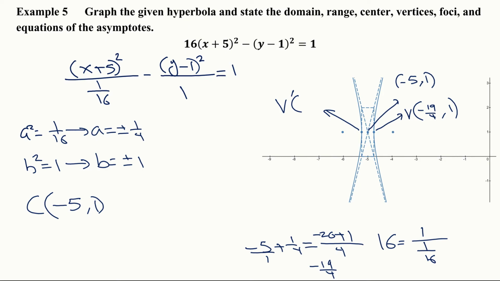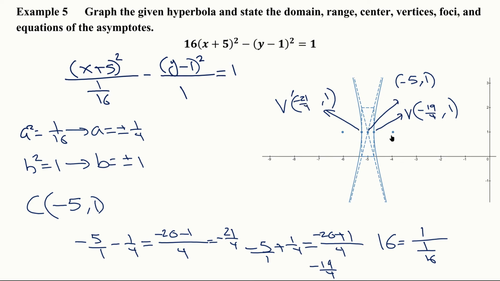Okay, so for this other vertex, v prime, again, we know that it's going to be at the same elevation as the center, so the y value is easy. For the x value, we're going to have to take the x value of the center and subtract 1/4 from it, right? So -5 over 1 minus 1 over 4. LCD is 4. So we have to multiply the top by 4, so -20 minus 1, so we get -21 over 4. All right, so those are the two vertices.